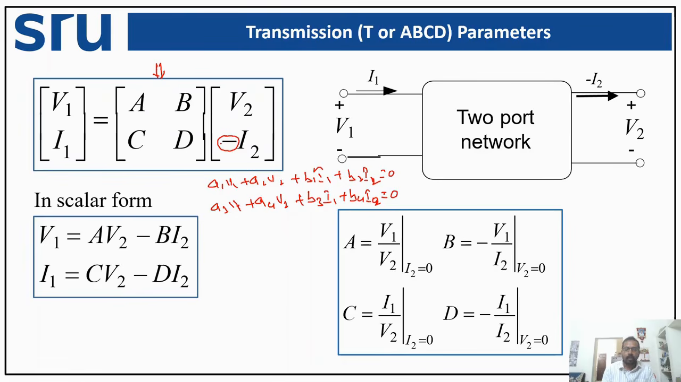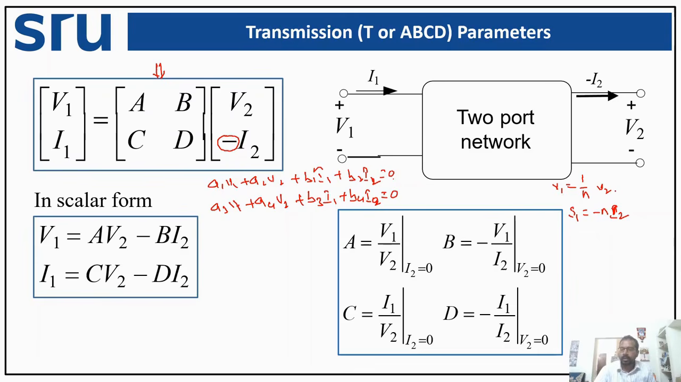Now if you try to go back to our transformer example, what are the equations we have? That is V1 equal to 1 by n V2, and I1 is equal to minus n I2. So if you try to write the equations, we are going to have a non-singular matrix here.